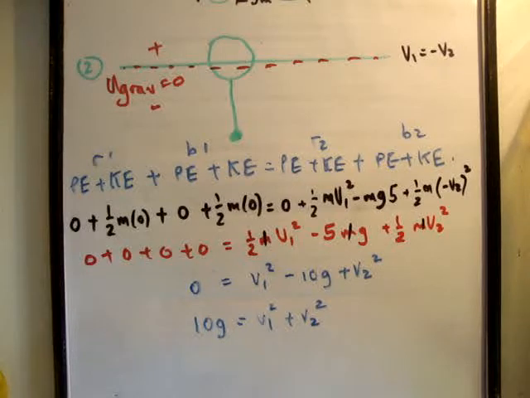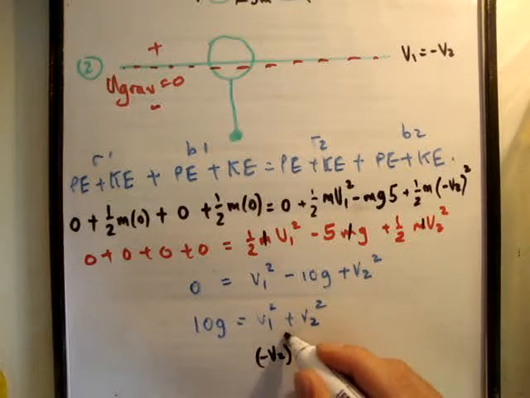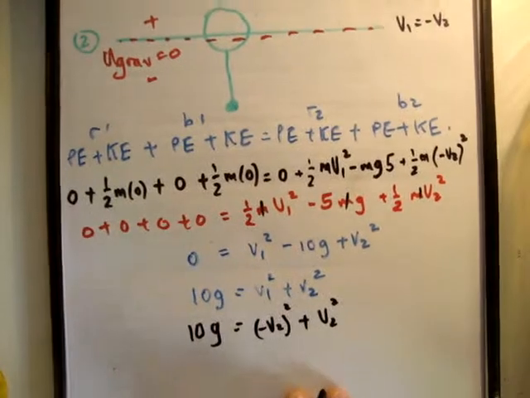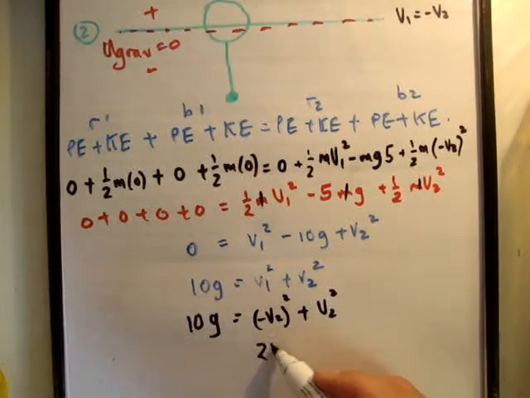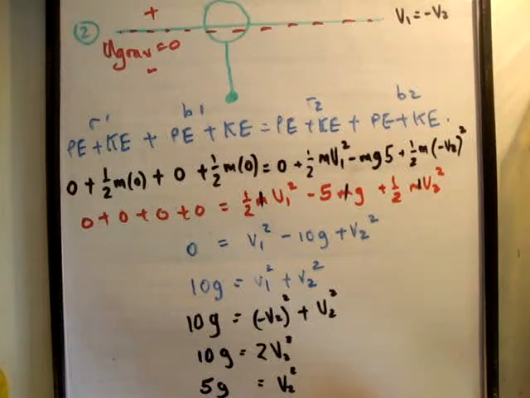So how do we solve this? Well, we know what the relationship between v1 and v2 is. We know that v1 is equal to negative v2. So what we could do here is put in negative v2, squared, plus v2 squared is equal to 10g. So this is 2v2 squared is equal to 10g, v2 squared is equal to 5g, v2 is equal to the square root of 5g.